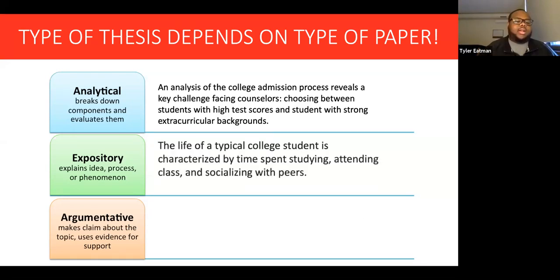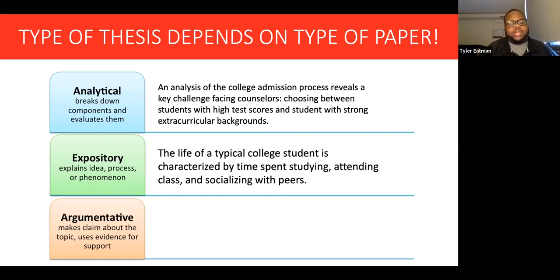Next is expository. This explains ideas, processes, and phenomena. This is usually like writing a story about yourself. I know a lot of times when we are in secondary school, we usually do expository writing, like writing a story about yourself. They want to see if you can write a story, if you can storytell.